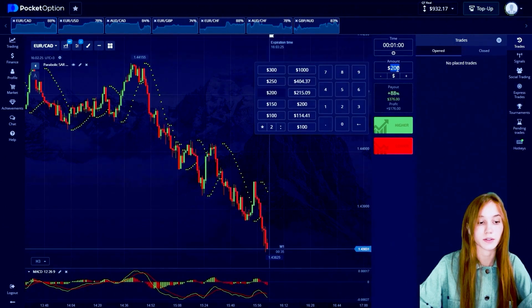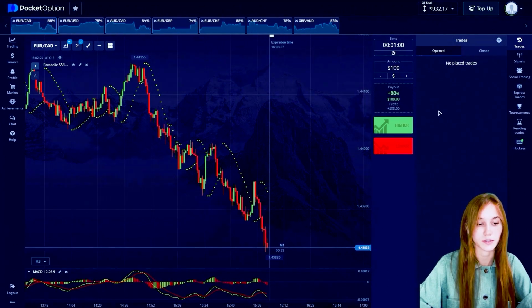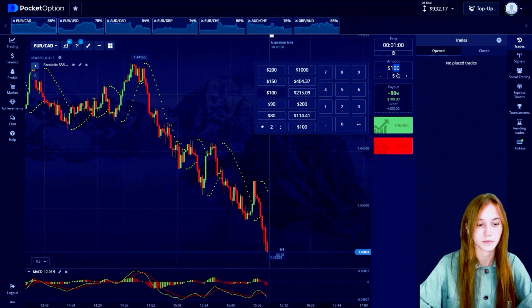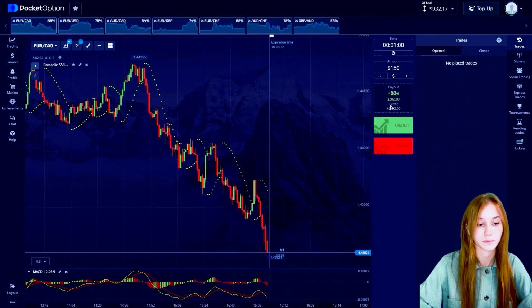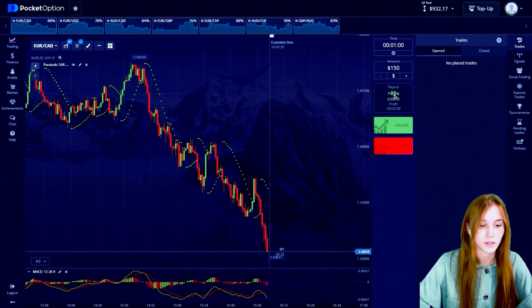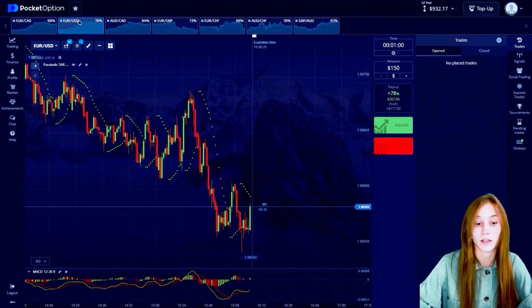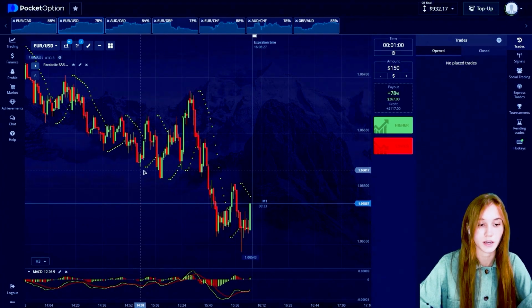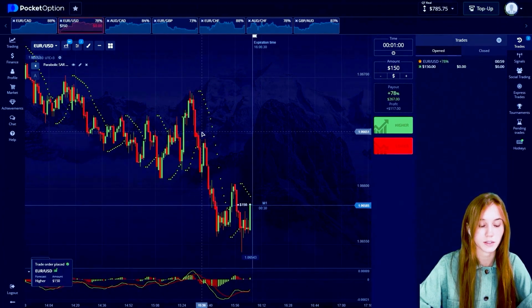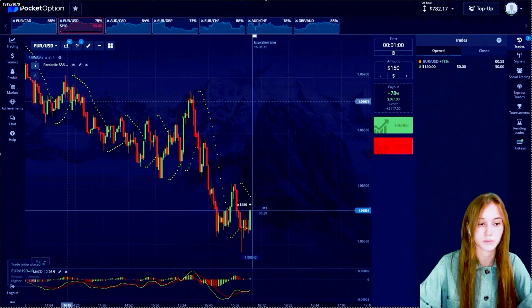Increase our deal amount to $100. I think it's good. 150. So we should reach the $1,000 mark. And the last concept. Let's open up. Start. Our chart is going down. Don't be afraid of this. I think the chart will go up.